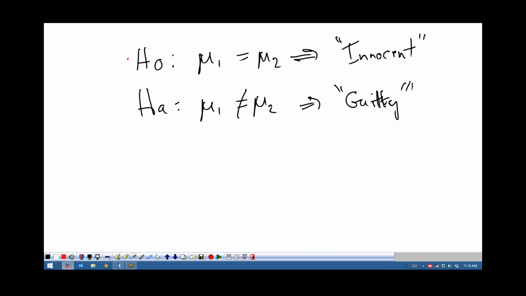So we assume this is true. Remember, this is how it works. We assume this is true. Then we look at the p-value. If the p-value is very small, that means that this is not true. So we reject this in favor of this. This is like data. We use data or evidence to try and prove this. We don't try and prove innocence. This is assumed. We assume innocence, and then if we have data, we can prove this.